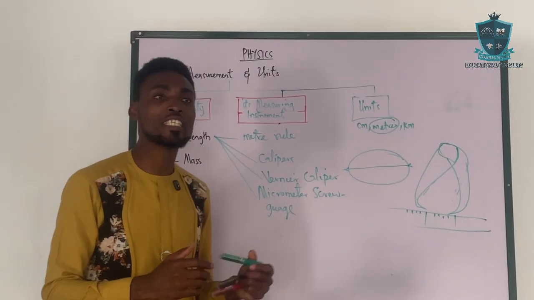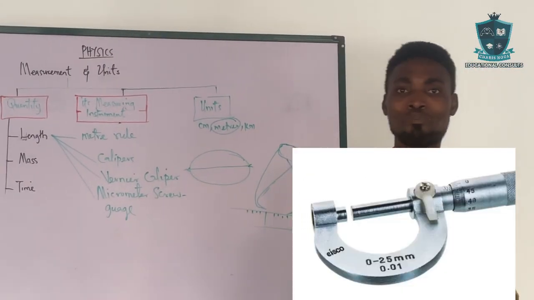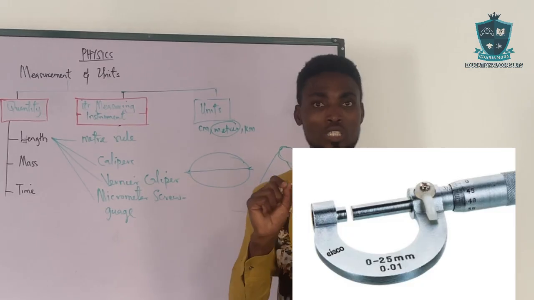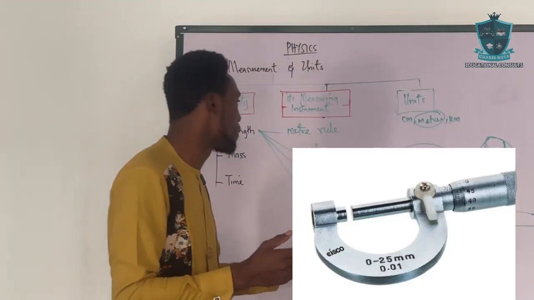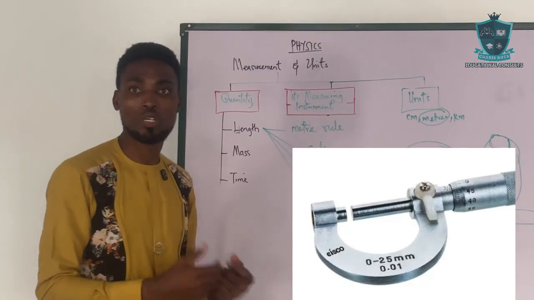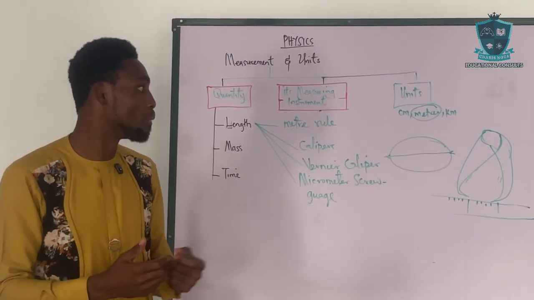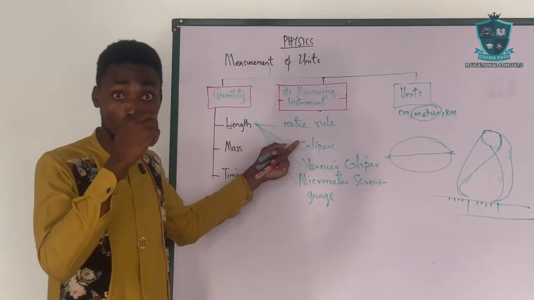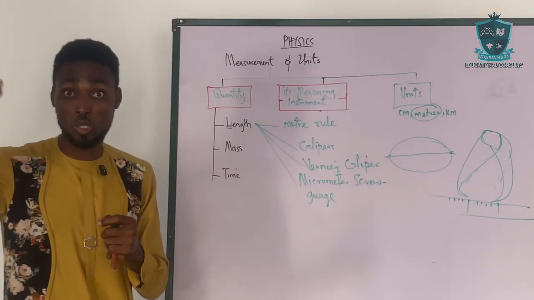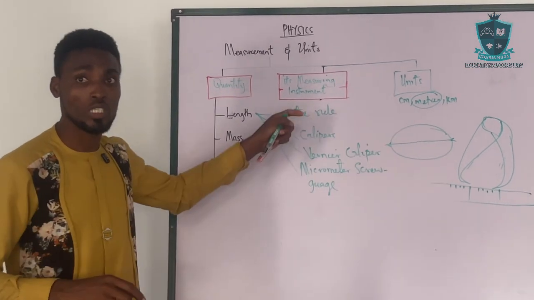Micrometer screw gauge. This is the most sensitive length measuring instrument that can measure the thinnest paper you can think of. So when you want to measure the thickness of a paper, you cannot come and tell me you're using a meter rule. It's not going to be possible because the thickness is too thin and its precision is too low, rather. The smaller you can read, the higher your precision. So the precision of micrometer screw gauge is higher than every other instrument right here.